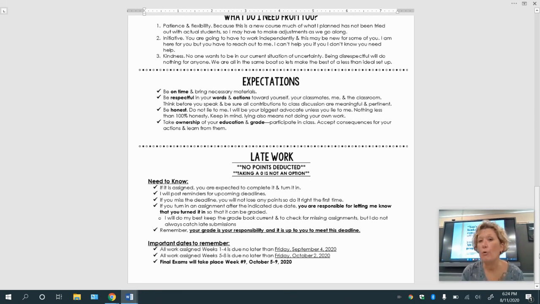And then I want you to take ownership of your education and of your grade. I've already passed all my high school classes. I graduated, like I said, from Ball State. And when I finally went back and finished, I was Dean's List, straight A's all semesters.